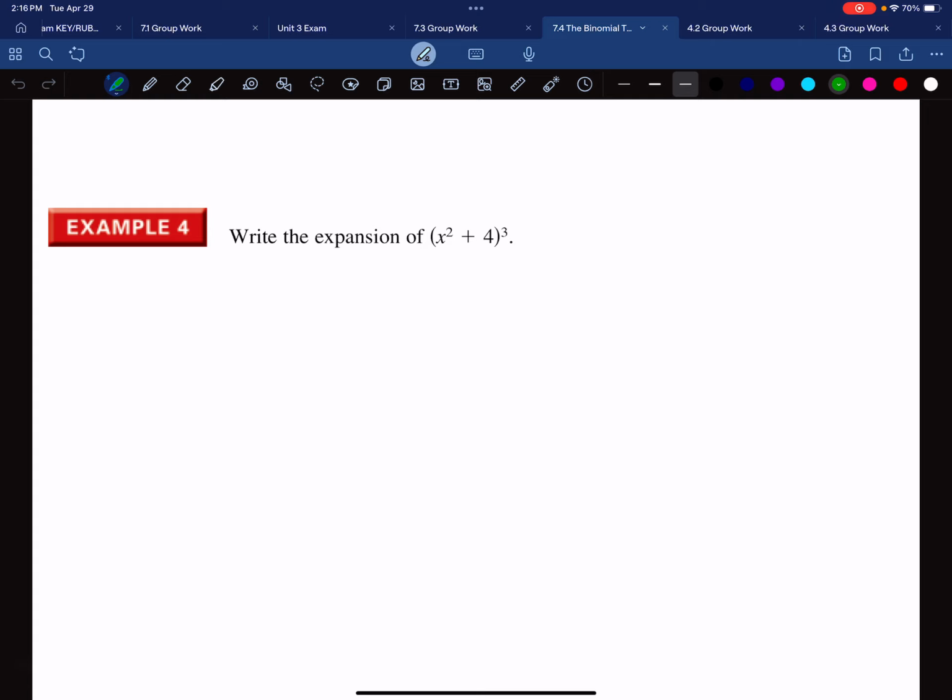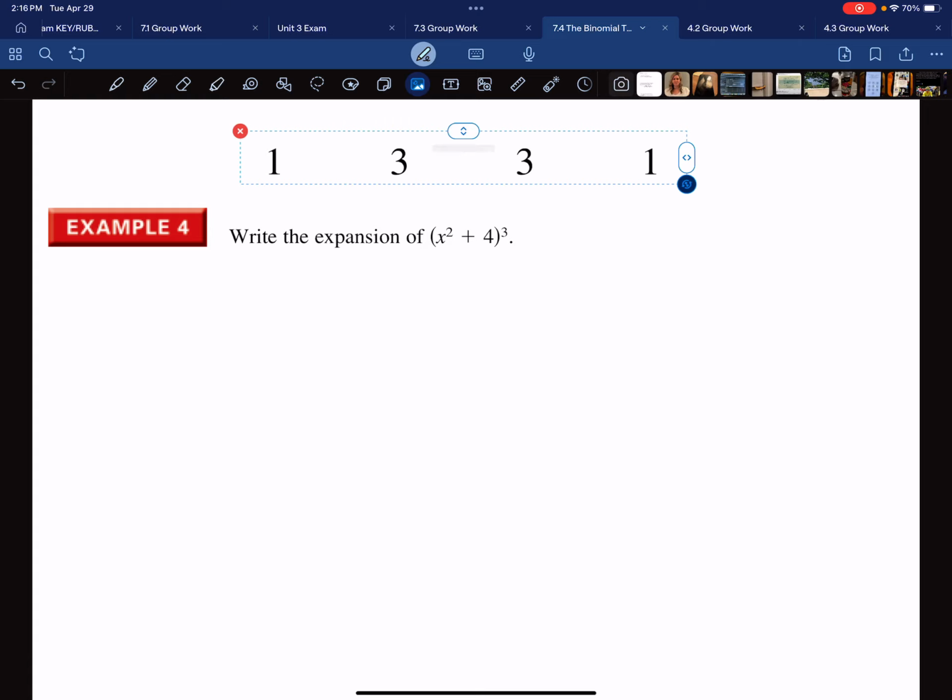Let's try this one. I'm going to do the same thing. Let's paste my 3rd row. So now what does this look like when it's not just 1 as my second term and it's not just x as my first term, it's actually x squared. Works the exact same way. We're just going to be putting my exponents on x squared and on 4 rather than on x and 1, right? So we'll start with just the exponents and then we'll deal with the coefficients at the end.